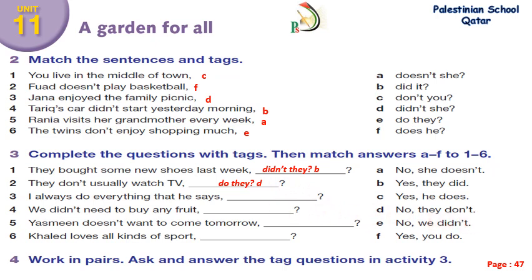No, they don't. I always do everything that he says, don't I? The answer is F. Yes, you do. We didn't need to buy any fruit, did we? The answer is no, we didn't. Yasmin doesn't want to come tomorrow, does she? The answer is no, she doesn't. Khalid loves all kinds of sport, doesn't he? The answer is yes, he does.